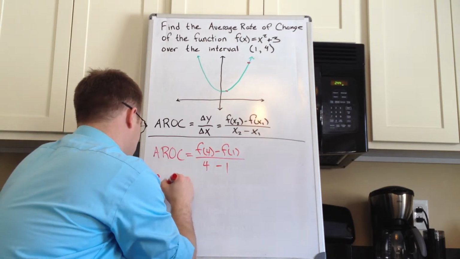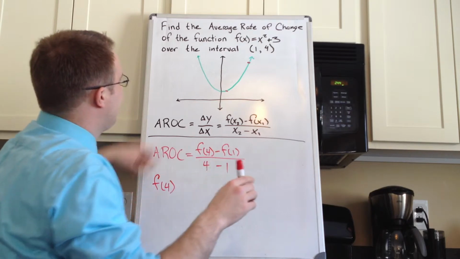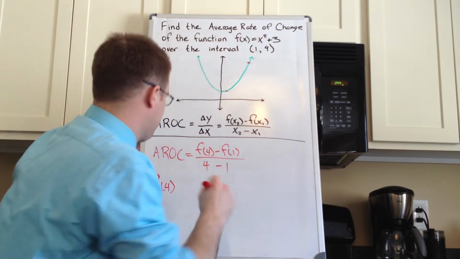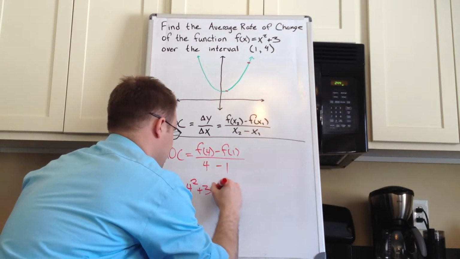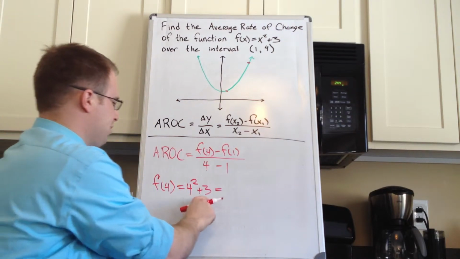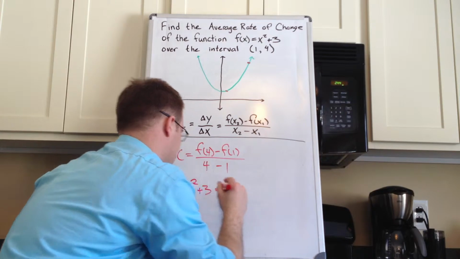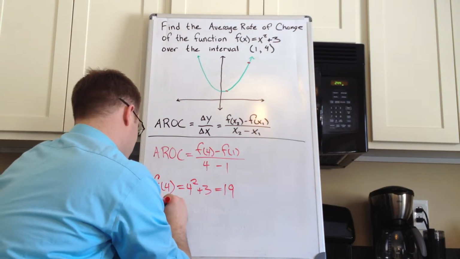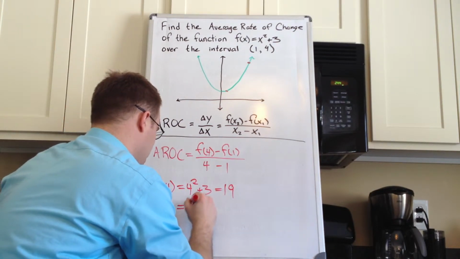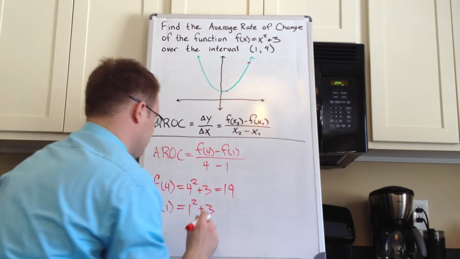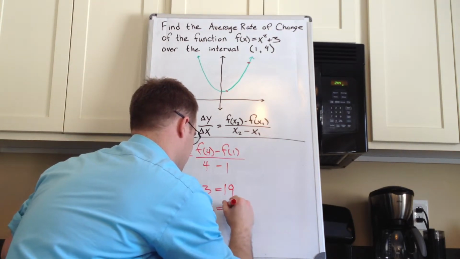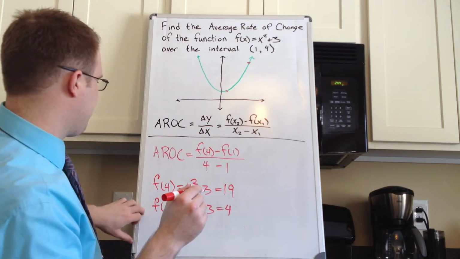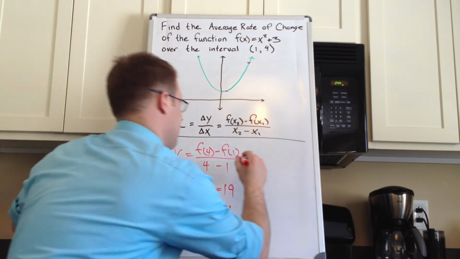So f of 4 is going to be 4 squared plus 3, which is 4 times 4 is 16, plus 3 is 19. F of 1 is going to be 1 squared plus 3. 1 squared is 1, plus 3 more is 4. So now we calculated f of 4 and f of 1, now we can just plug everything in and simplify.